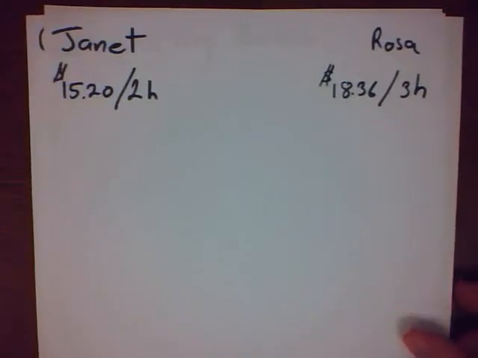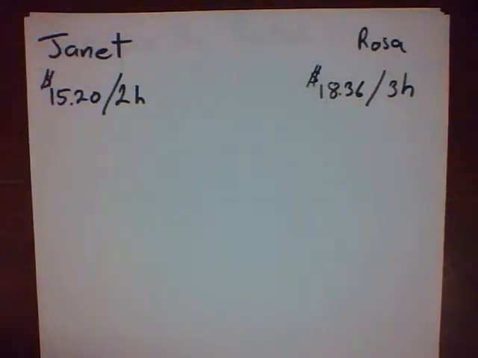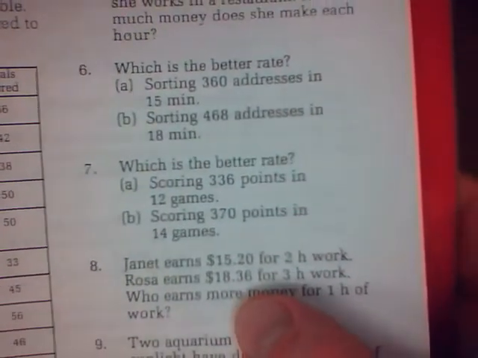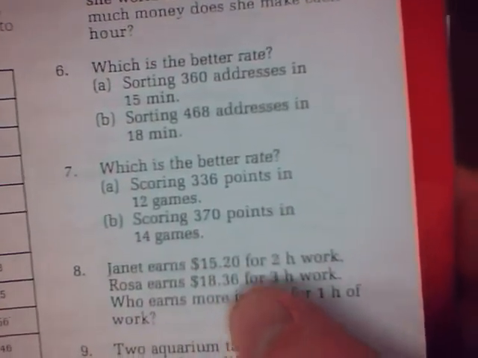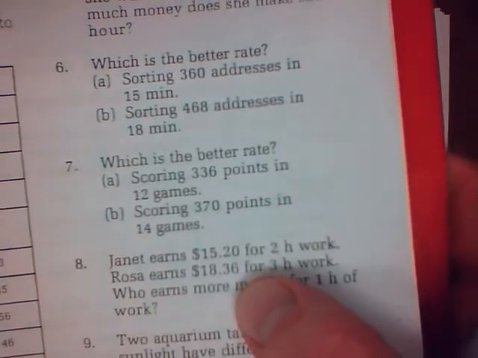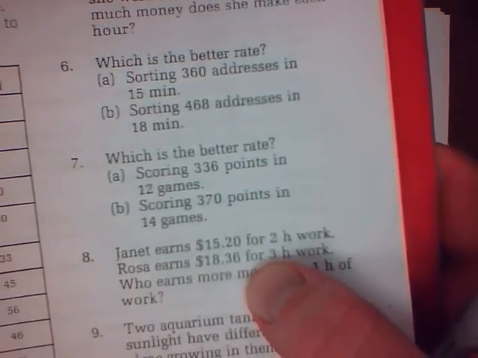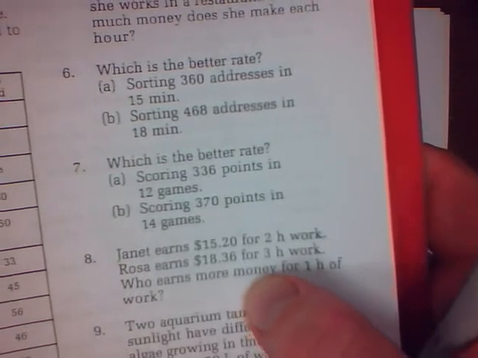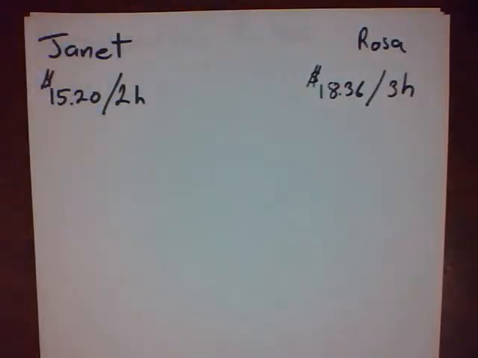So, in this case, we're going to use a particular question from, once again, one of our student books. I'm doing this question here. Janet earns $15.20 for 2 hours of work, and Rosa earns $18.36 for 3 hours of work. So who earns more money for a single hour of work? So we're going to take a look at how to do this.